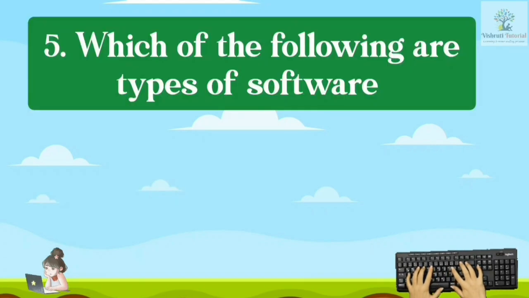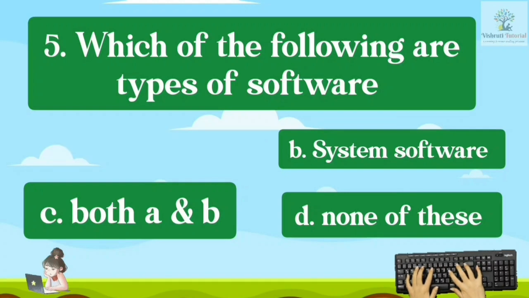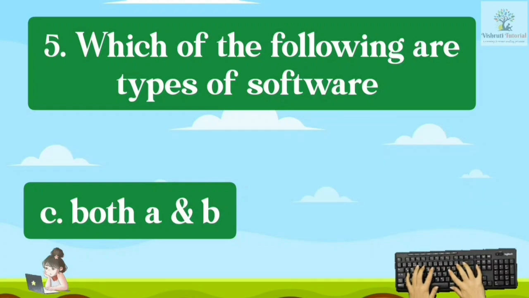Question number 5. Which of the following are the types of software? Options: A. Application software, B. System software, C. Both A and B, D. None of these. And the correct answer is C. Both A and B. Application software and system software are the types of software.